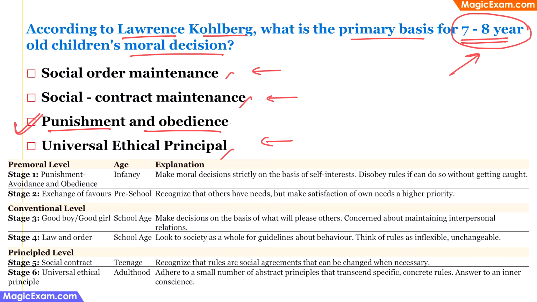You can pause the video here and read about the other aspects, that is social order maintenance, social contract, universal ethical principles and all of that in the table given below, because these are all important concepts that are asked in the exam.